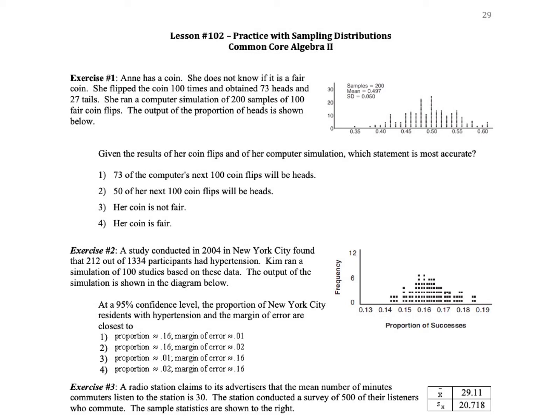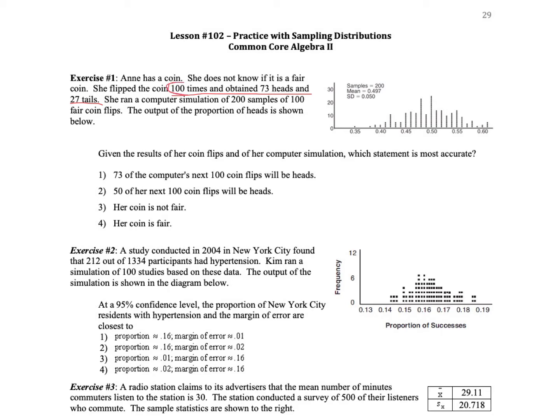So in this lesson, we're going to look at actual problems that have to do with sampling distributions, the types of problems like ones you would see on the Regents. So the first one says, Anne has a coin. She does not know if it is a fair coin. A fair coin would mean that it's heads 50% of the time and tails 50% of the time. She flipped the coin 100 times and obtained 73 heads and 27 tails.